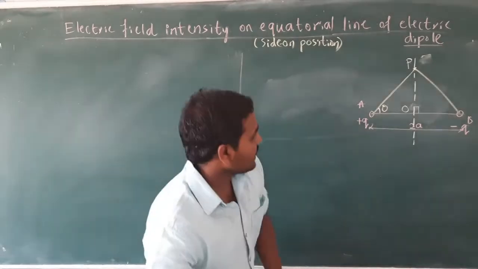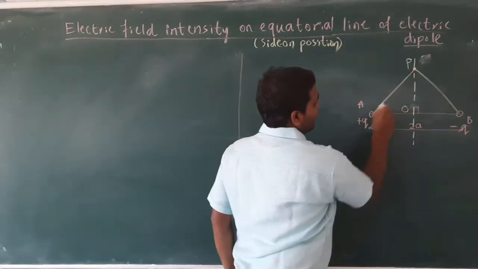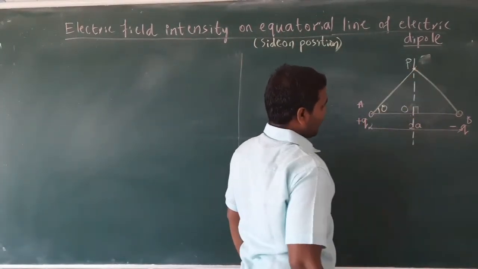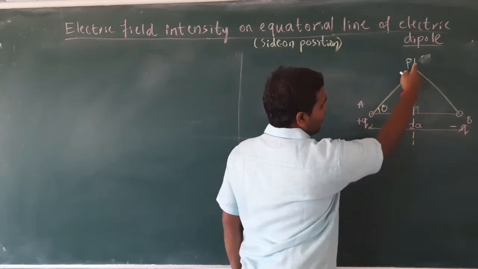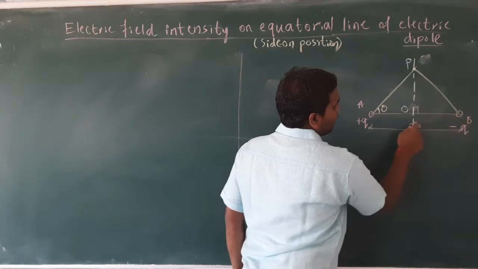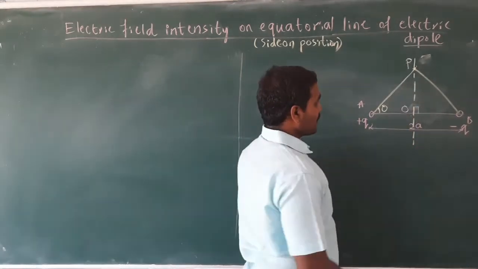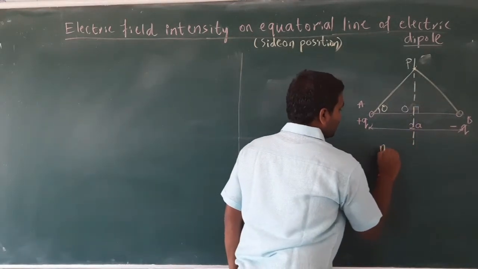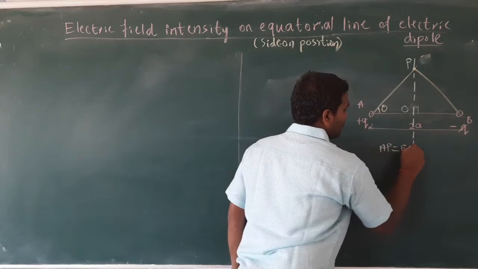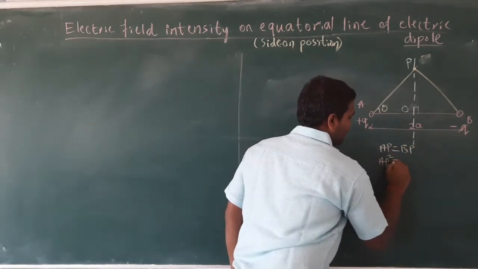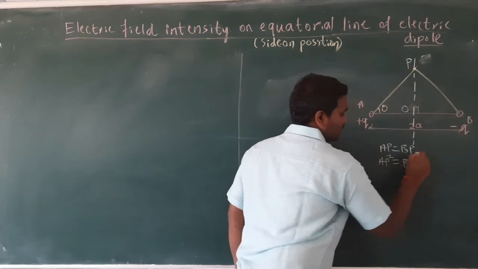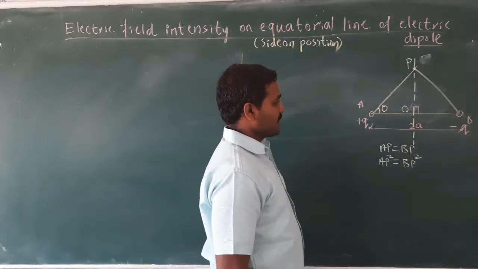Okay, then look at the geometry here. This APO is a right angle triangle. You can clearly see that these two triangles APO and BPO are congruent triangles. So by this I can write AP is equal to BP, and also AP square is equal to BP square. These terms we use in the derivation.